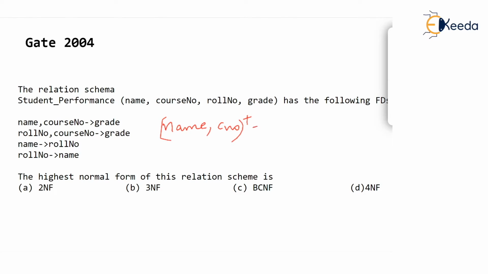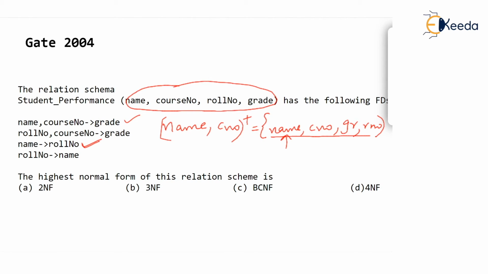Now if you find the closure of this, we will get name and course number of course. And due to the first dependency, name comma course number will bring in grade. I'll write in short GR. And name will also bring in roll number. Due to this dependency, this name will bring in roll number. I'll write in short RNO. And all the four attributes which are there in the table can be determined by the combination of name and course number. So name and course number is one of the candidate keys.